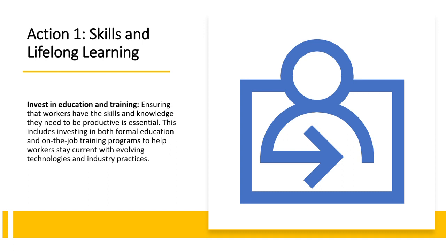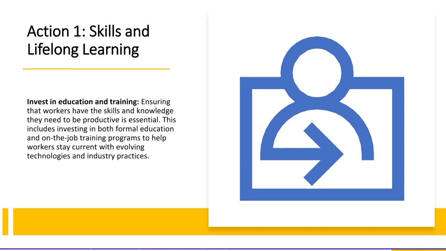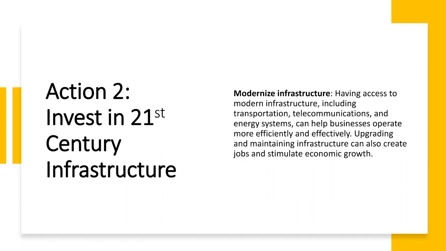So we need to invest in training, we need to upskill literacy, we need to upskill technology skills, and we need to get really good at being able to do that efficiently, on demand, and quickly. The second thing we need to do is invest in better infrastructure.